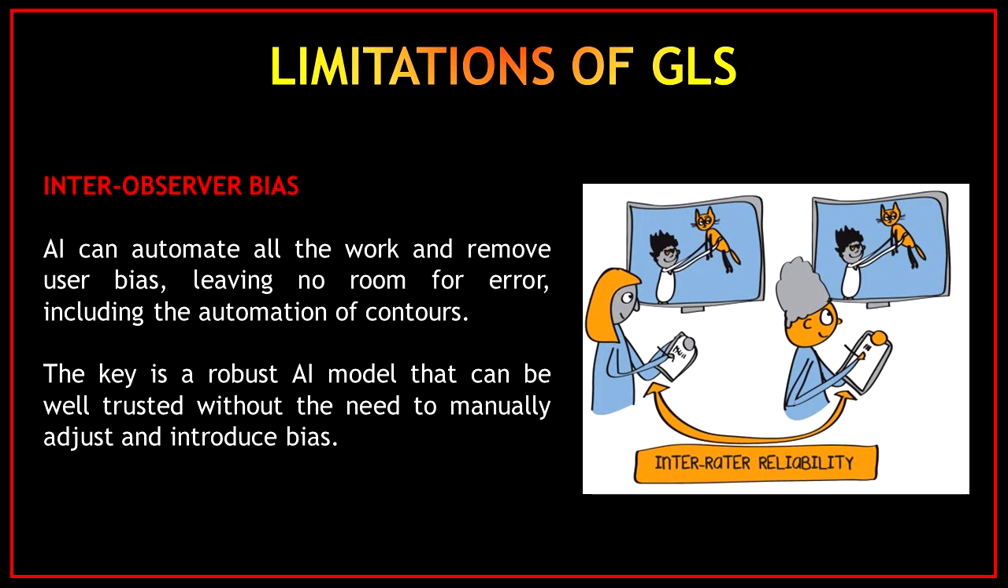Artificial intelligence can automate all the work and remove user bias, leaving no room for error, including the automation of contours. The key is a robust artificial intelligence model that can be well trusted without the need to manually adjust and introduce bias.